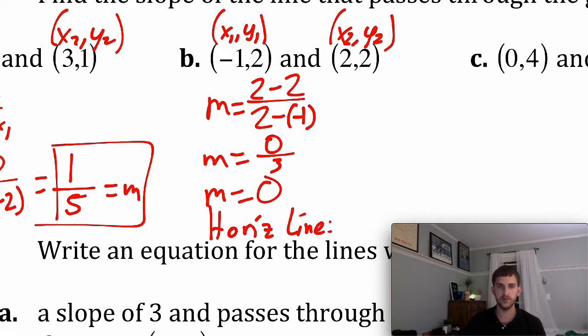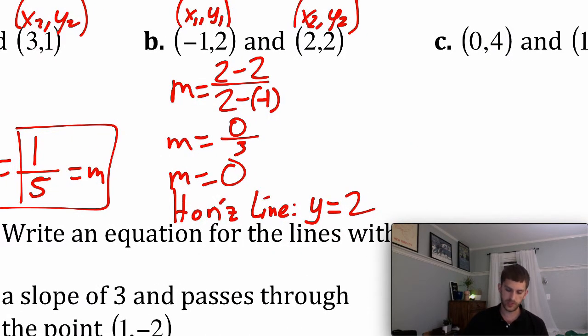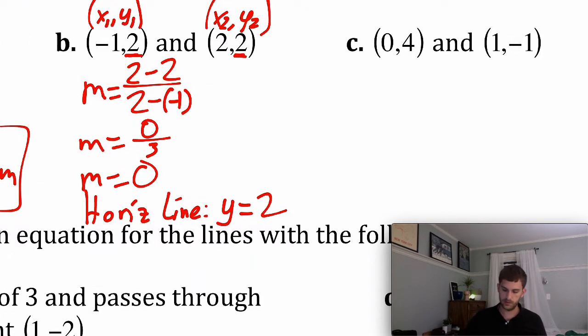I'm going to abbreviate it as horiz for horizontal. The equation for that line is going to be y equals 2. You'll notice the y values for both of these coordinates are 2. It's just going to be 2 all the way across. I'm going to skip letter C. Again, try that one on your own. You can pause the video now and check it in the answer key. The answer for that one, by the way, is m equals -5. It's got a negative slope. Check the answer key for the work on that one.